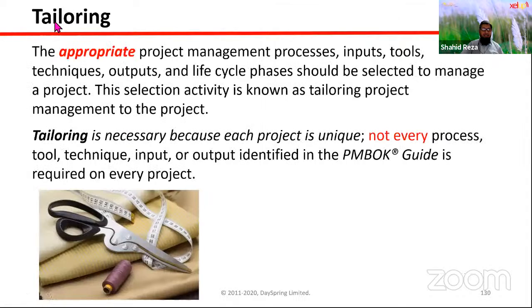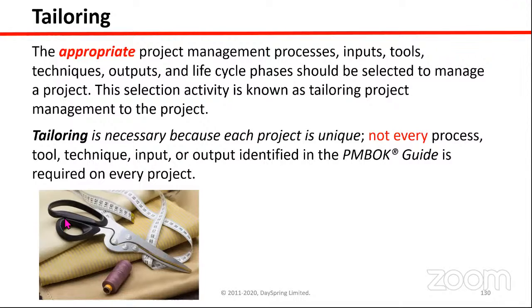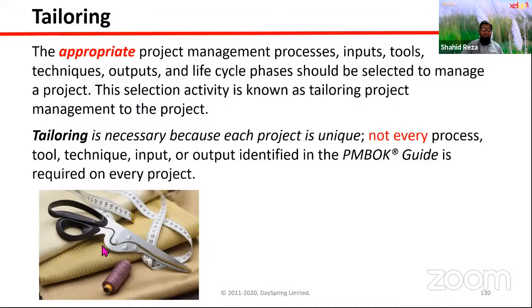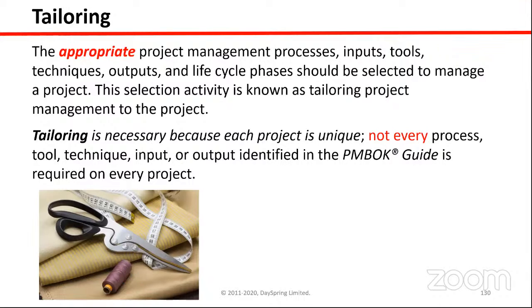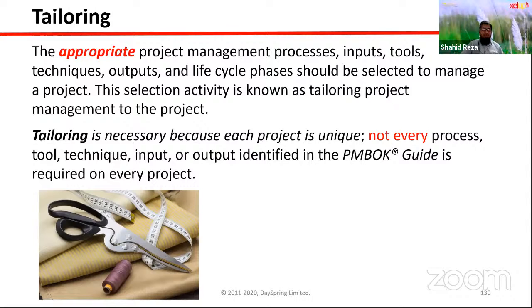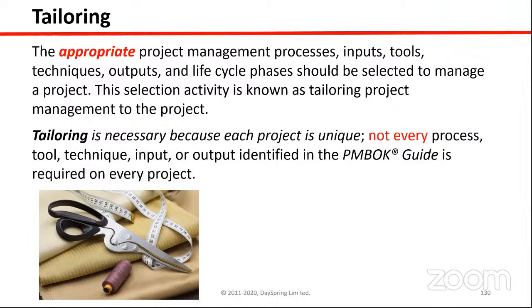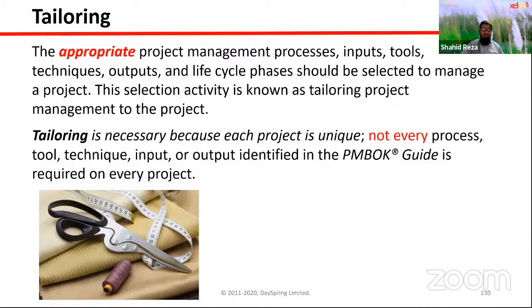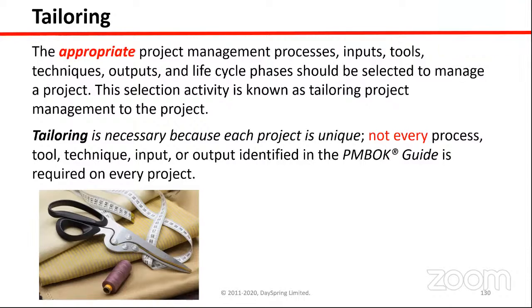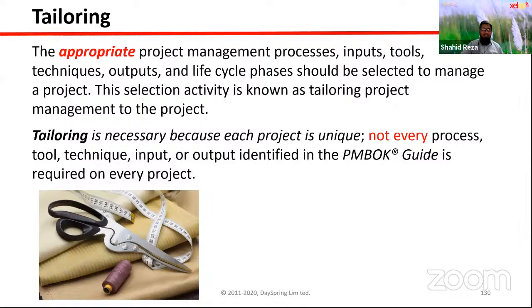Now, the last point is tailoring. Have you seen there is scissors, then tape, and some clothes? So what does a tailor do? A tailor makes things for each person according to their requirement. At first, take measurement. Customize as required. Yes, everything is correct.